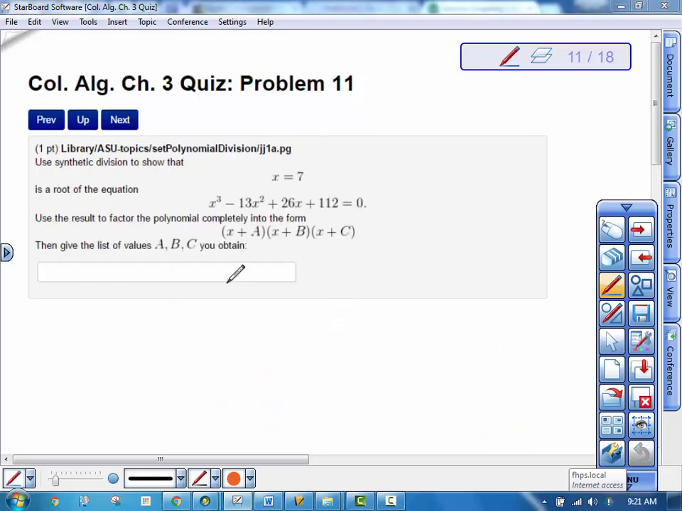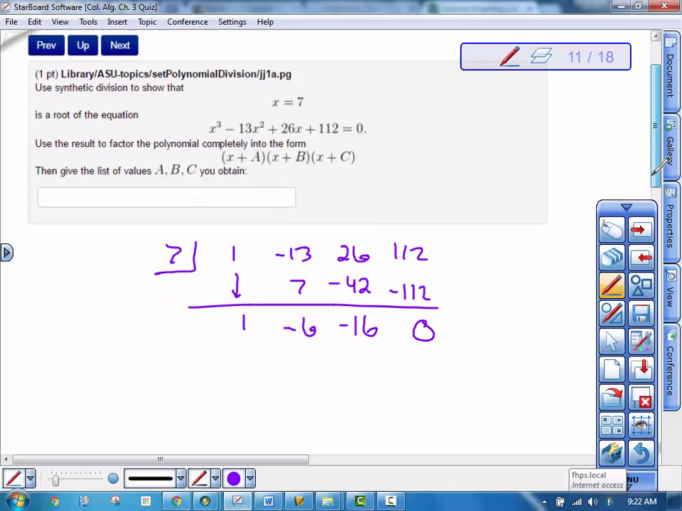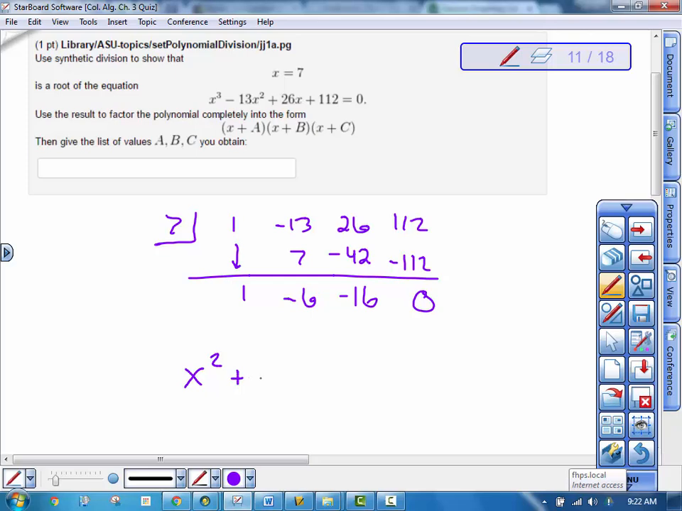Okay, we're going to use synthetic division again to divide 7 into this polynomial. We have 1, negative 13, 26, 112. We're going to drop down the 1, multiply. You're going to add and get 6. Multiply. 42. I'm sorry, this is negative 6. This would be negative 42. Add, negative 16. Multiply. You get negative 112, which when you add these you get 0, which is good. So that tells me my quadratic is x squared plus negative 6x plus negative 16.